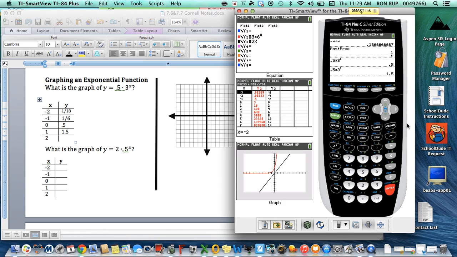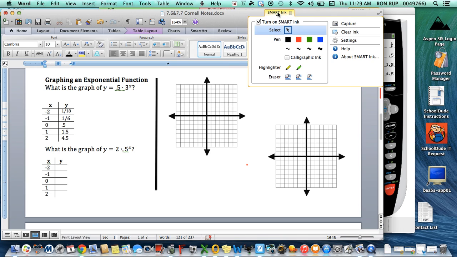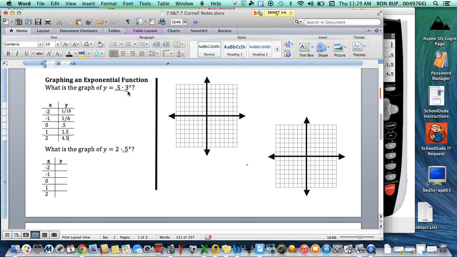And then when we do 0.5 times 3 to the second power, we get 4.5. And what you should notice in all of these is that we keep multiplying by 3. 1 over 18 times 3 gives me 1 over 6. 1 over 6 times 3 gives me 0.5. 0.5 times 3 gives me 1.5. 1.5 times 3 gives me 4.5. And we know that it's going up by 3 because this number here is 3. We're going to multiply by 3 each time.